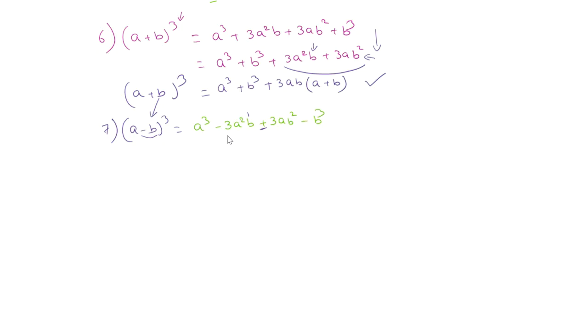So minus 3a square b plus 3ab square. Whenever b has an even power, minus won't come. Whenever b has an odd power, minus will be there itself, it will come out. So like that we can write.